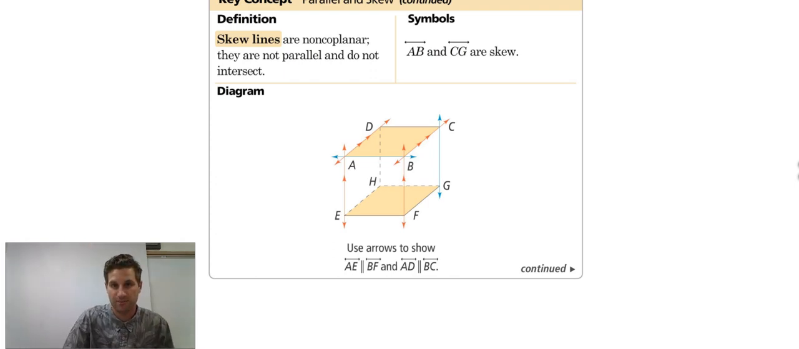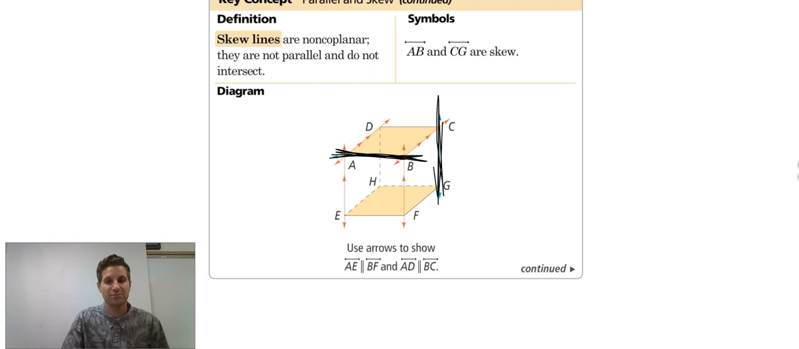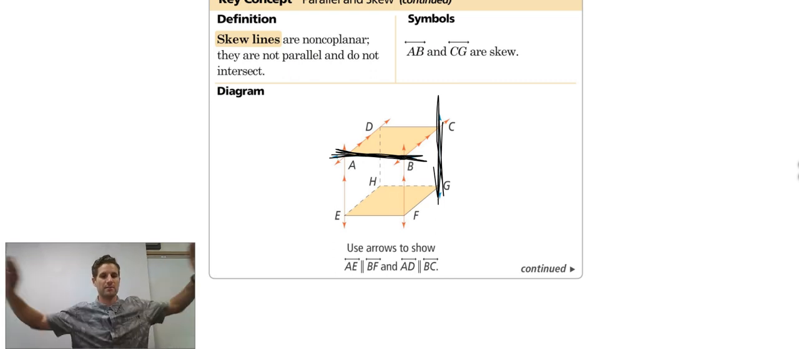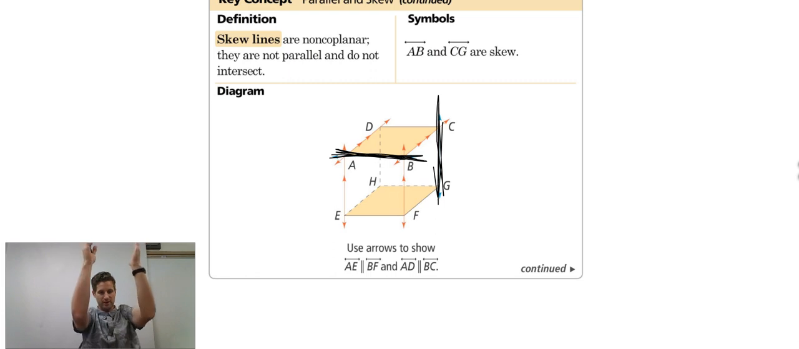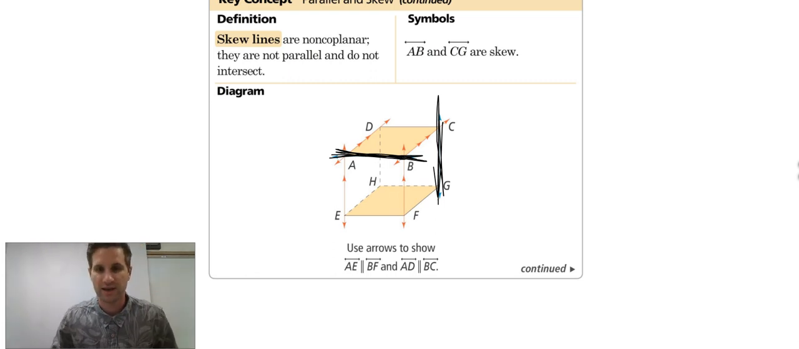So here's an example. AB right here, AB is going like that. And CG. Notice they are on 2 different planes. AB is on this upper plane or the side plane. CG is on the back plane or this side plane. They don't actually share a common plane, and they're never going to meet. So skew lines are like parallel lines that are on opposite planes. Parallel lines are on the same plane. Skew lines usually are like something like this. Okay, so that would be a definition of skew.